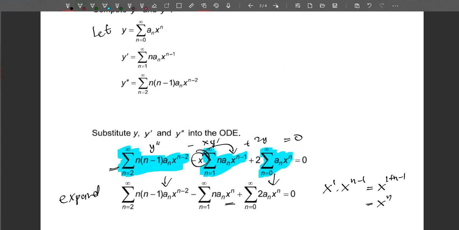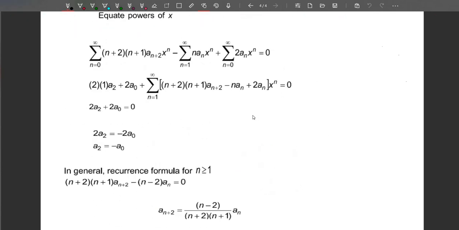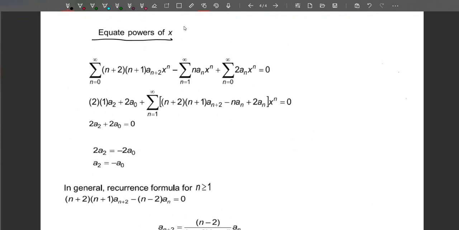This one, just rewrite. Next, after you have expanded, you need to equate powers of x, which means here you need to equate to x power of n. The first one was originally x power of n minus 2, so we need to change it to x power of n. For every n, we substitute it with n plus 2, because n plus 2 minus 2 is equal to n. Here, originally it was n minus 1, so we change n into n plus 2, and n plus 2 minus 1 will be n plus 1.